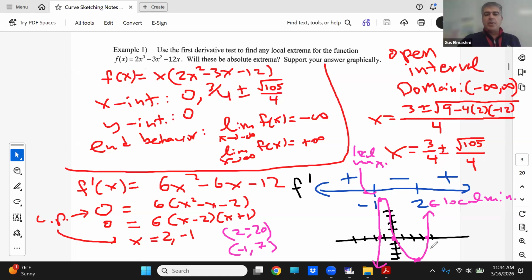Now, will these be absolute extrema? No. And that's just because of the nature of the equation, right? I have a polynomial and behavior just acts that way. So yeah. So the answer is no.